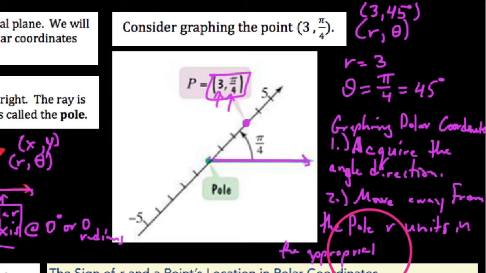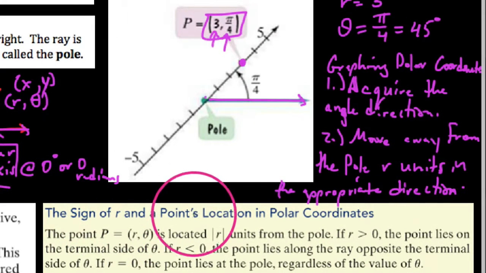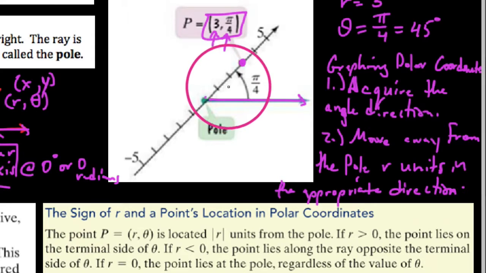I apologize for the handwriting here. So let's talk about appropriate direction here, and then we'll sketch a few of our own points. When we talk about appropriate direction, you notice here it says the sign of r and a point's location in the polar coordinate plane. And so if we had said up here r is 3, then what that would have meant is that we were walking in a pi over 4 direction 3 units.